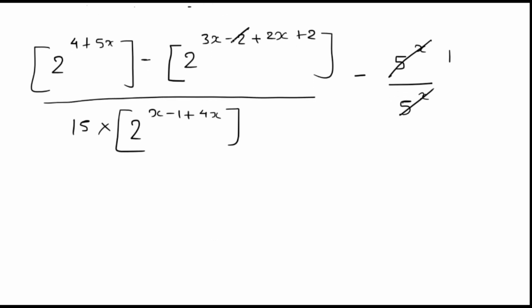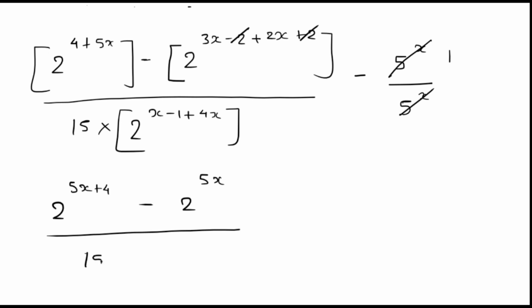Here in the power minus 2 and plus 2 will get cancelled. So you're left with 2 to the power 5x plus 4 minus 2 to the power 3x plus 2x will become 5x divided by 15 into 2 to the power x plus 4x will become 5x minus 1 minus 1.